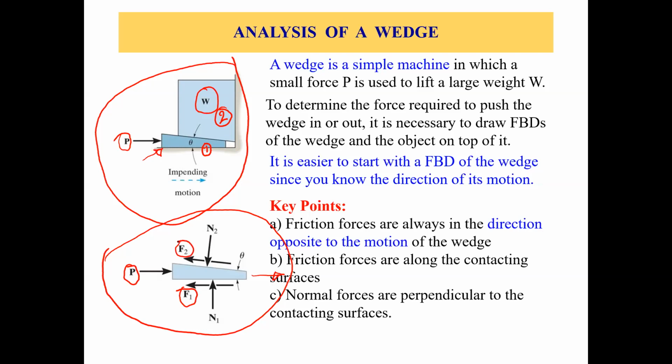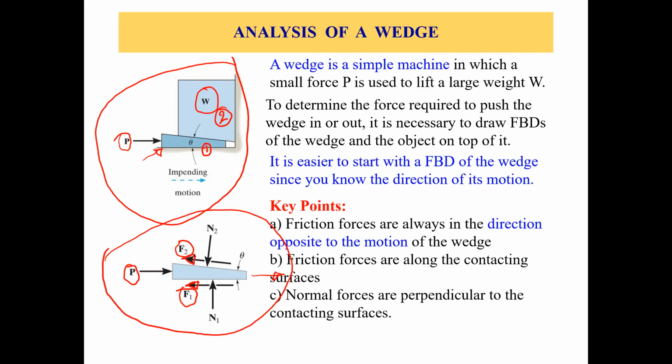We have all gone through the practice problems and the concepts of dry friction, and we know that friction always acts opposite to the applied force or opposite to the direction of motion. The direction of motion is the positive x direction. In that case, the friction force would act in the negative x direction. So F1 is acting in this direction. This is the direction of F1, and this is the direction of F2.